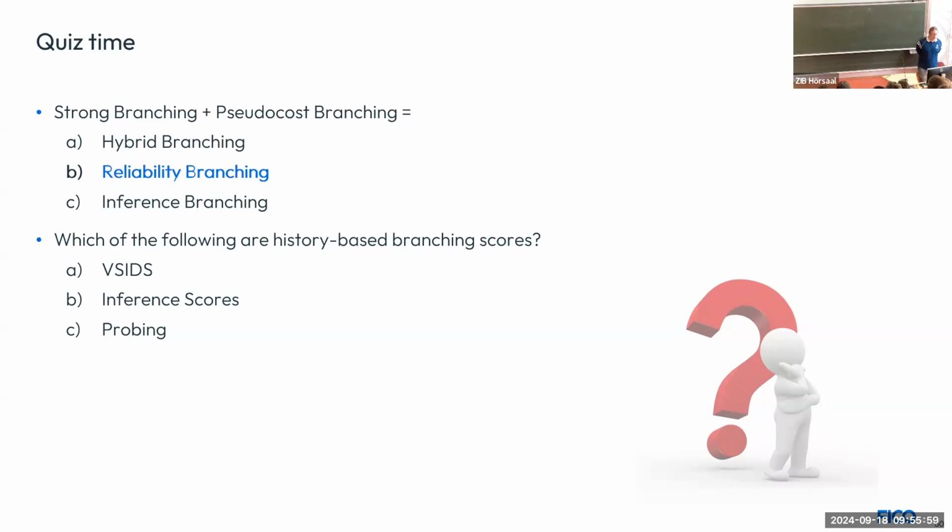Speaking of which, which of the following measures here are history-based branching scores? A, yes, and B, A and B. Yeah, so resets and inference scores are something that you collect, statistics that you collect over time. Probing is a local information, not a historic one.